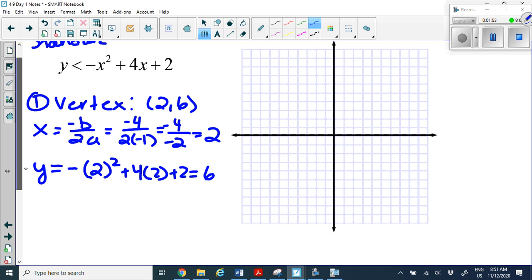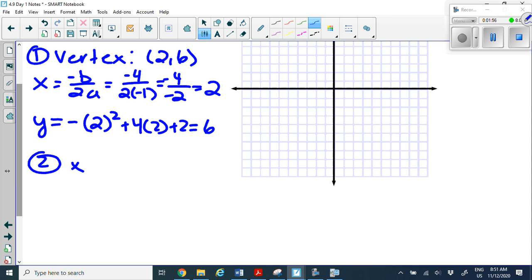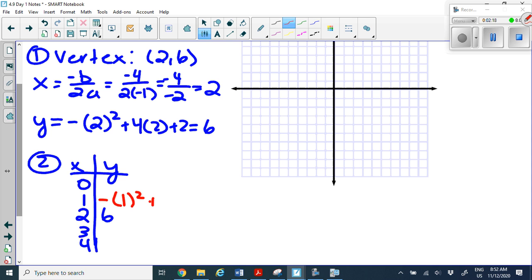Okay, now we need to do our xy table to find the other points. So we pick two x values that are smaller, so that would be like 1 and 0, and then two x values that are bigger. I would say 1 and 0 are probably easier to plug into here to get your answer. So don't forget when you plug in 1, you have to do negative, then parentheses 1 squared, then we're going to have that plus 4 times 1, and then plus 2.